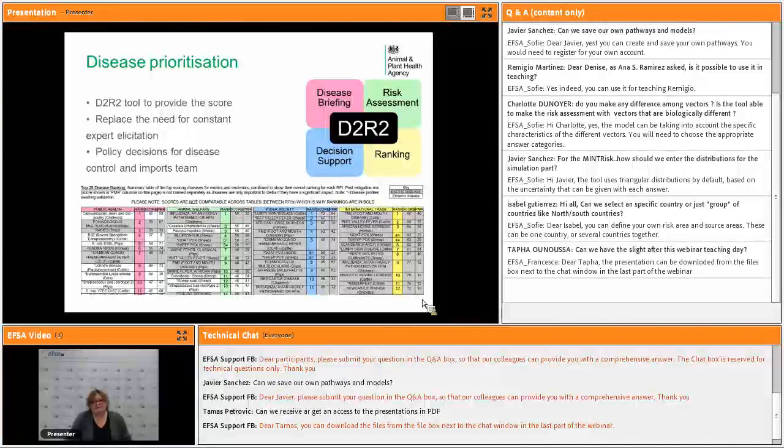Originally, we did this by using expert elicitation, but that's difficult to do on a constant basis. Your experts change. It's a very subjective system. So I was asked to provide some sort of tool we could use that would be a bit more systematic in its approach towards this. And since then, we use the tool both to feed into D2R2, but also to inform our exotics disease control team about where they would want to prioritise certain disease control measures, and also for our imports team to look at any risk arising through imports.